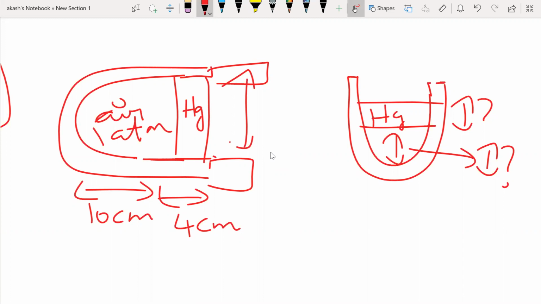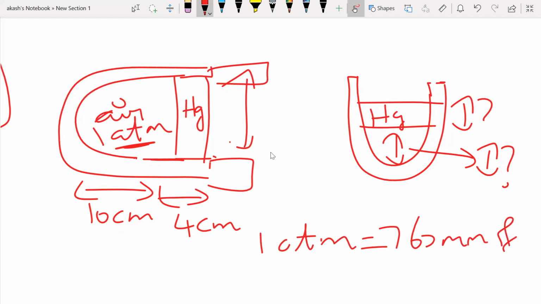Okay, fine. Now, first thing you have to know is how can you convert atm in terms of mm of Hg, right? Hope you remember, 1 atm is 760 mm of Hg. Or I can even write it as 76 centimeter of Hg. Either of it will work.